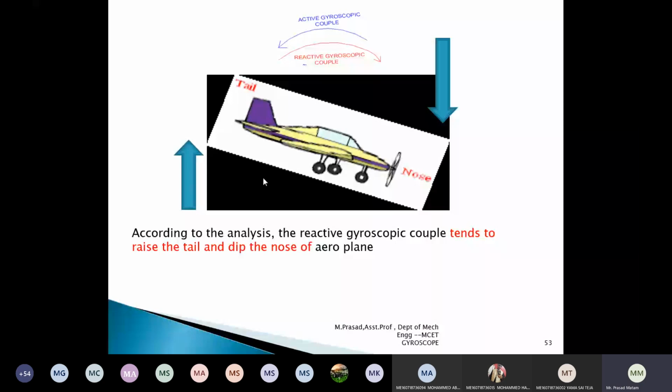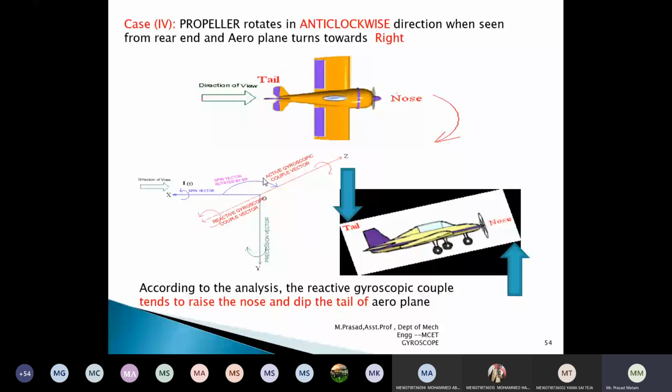Okay. Let me go for the fourth case. Propeller rotates in anti-clockwise direction when seen from the rear end, and aeroplane turns towards the right side. So when the aeroplane turns towards the right side, where I am getting the pressure vector, you can see in this diagram. Pressure vector is coming here, negative y-axis. Got it. Which represents with the green line. Pressure vector is coming in the negative y-axis, which is represented with help of a green line.